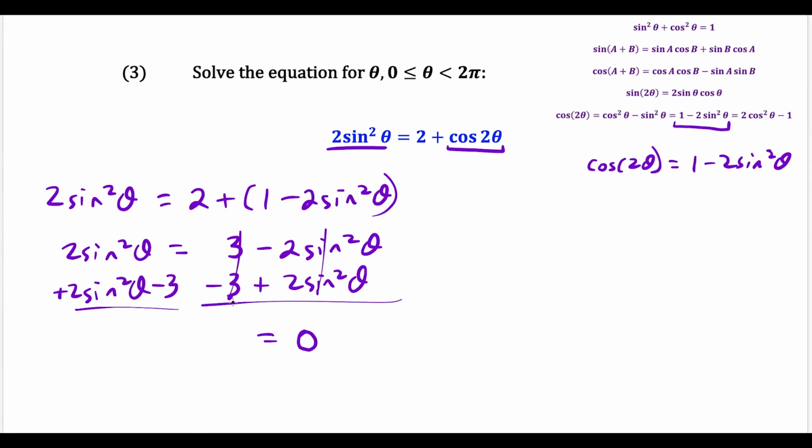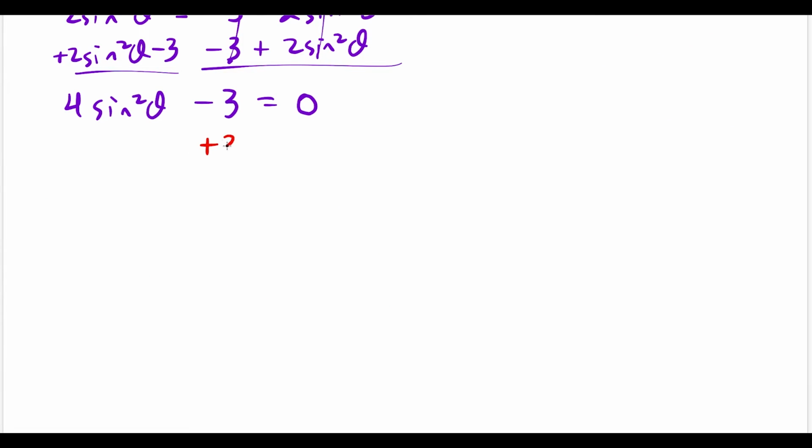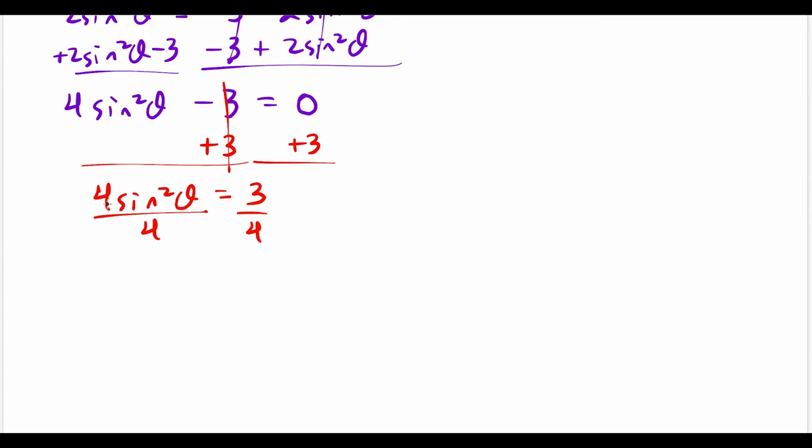So we have 0 on the right, and then 2 sine squared plus 2 sine squared is going to make 4 sine squared theta. And now we just tack on the minus 3. Now from this step, we just have to do a little bit of algebra. So we're going to add 3 to both sides, and that's going to cancel out these two terms. And we've got 4 sine squared theta equals 3. We'll divide both sides by 4, and now we get to this step here, and there's a little trap set for us. We have sine squared theta equals 3 over 4.